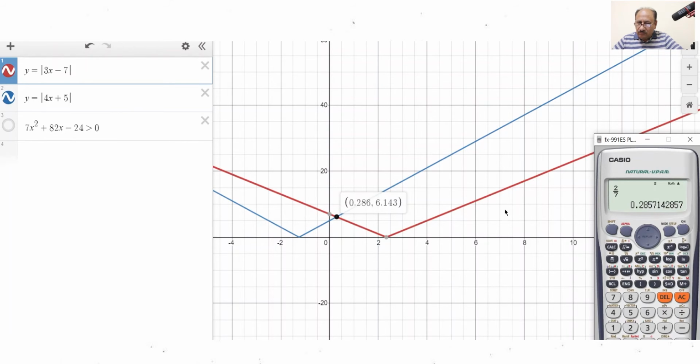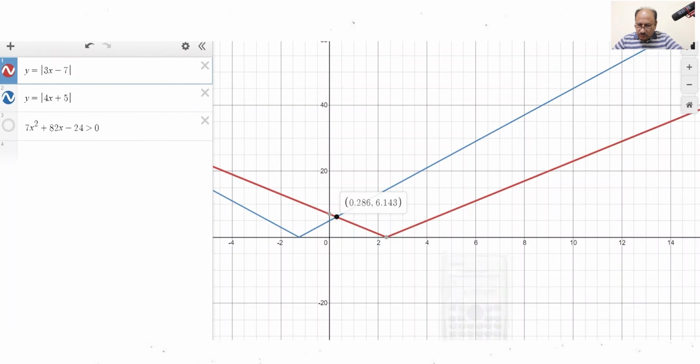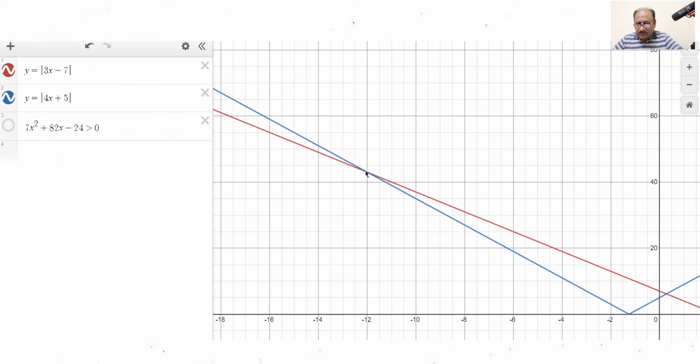It's exactly the same value which this graph is reflecting. So we will get this solution, where the red curve is lower than the blue function. So values greater than 0.286, which is 2 by 7, and less than this value, which is minus 12. So this is our solution.